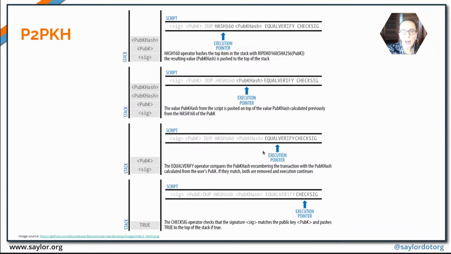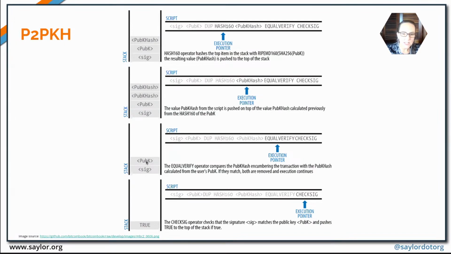Now we're going to take this pub key hash value, put it onto the top of the stack. Now we get to the OP_EQUALVERIFY. All right, this operator compares the pub key hash encumbering the transaction with the pub key hash calculated from the user's pub key. If they match, both are removed and execution continues, right? So if they match, hey, we're good to go. If they don't match, I think in this particular script we would just stop. No point in continuing. This is no good. All right.